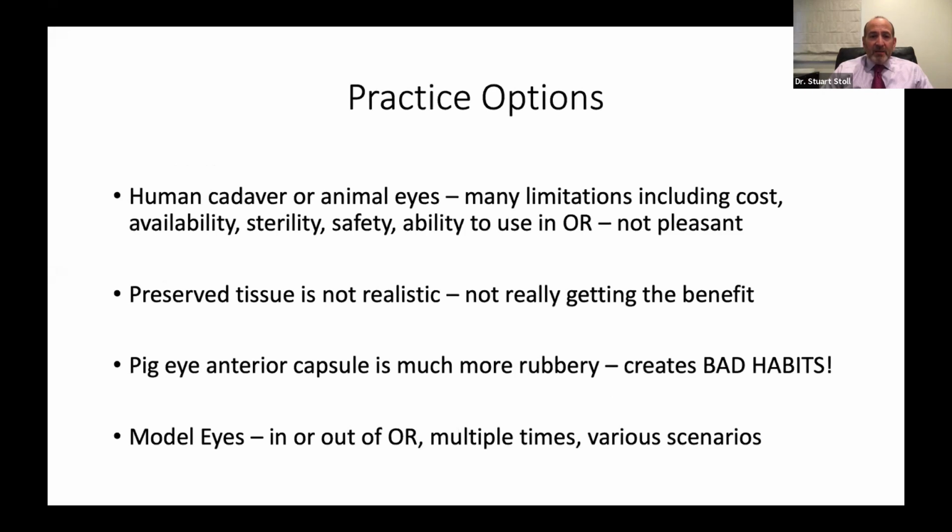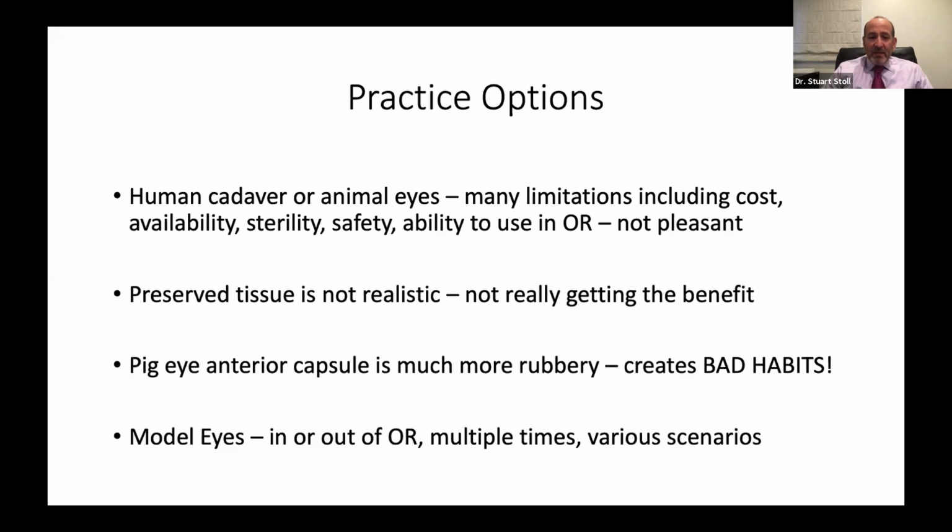So again, the practice options, human cadaver, animal eyes, there are many limitations, including cost, availability, sterility, safety, ability to use in the OR, and they're just not pleasant. The preserved human tissue really is not that realistic. Once it's preserved, you're really not getting the benefit that you think you are. And the pig eye anterior capsules we talked about are very rubbery, and it's actually going to create bad habits. You're not going to understand the proper tearing forces if you're doing capsulotomies on pig eyes. So the model eyes really start to make sense. You can do them even outside of the OR with a magnifying lamp.